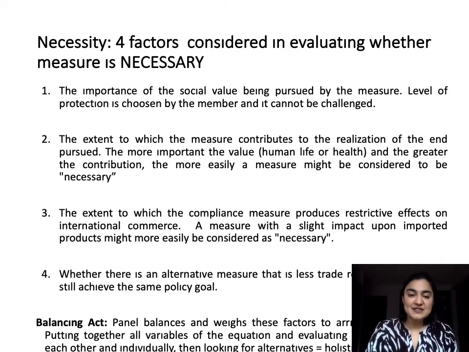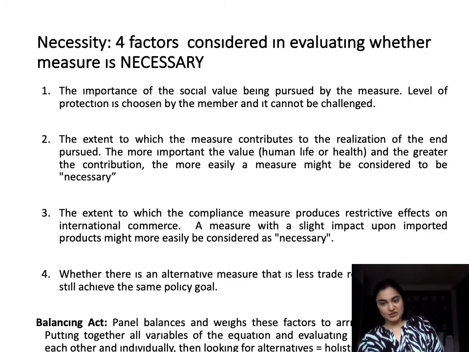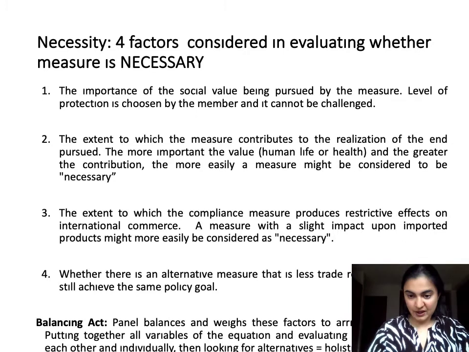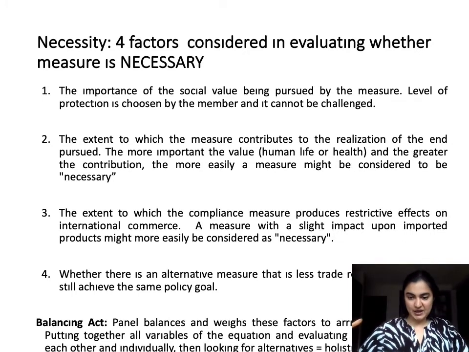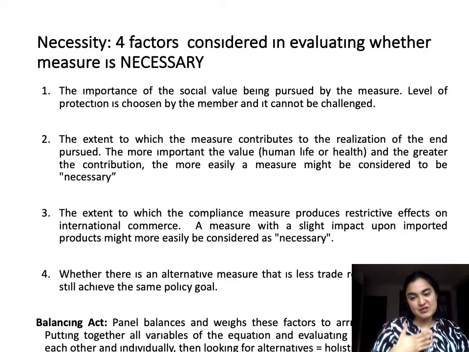Okay, so the first element is the importance of the social value being pursued by the measure. So how important is the measure? If the measure is very important, for example, protection of human life or human health during the pandemic is the most important social interest. So if the interest is very important, it is highly likely that the panel will decide that the measure is necessary.